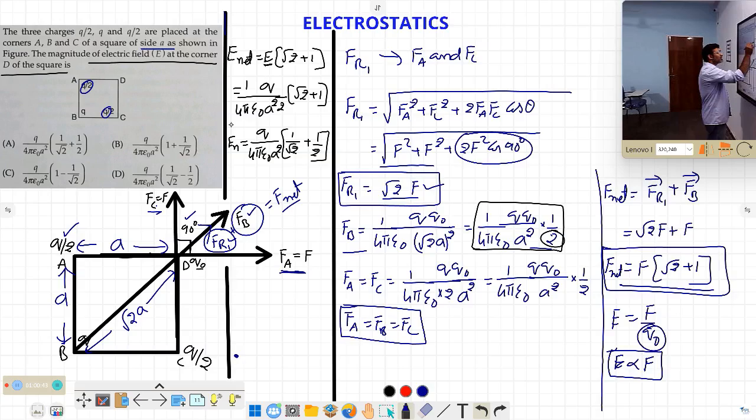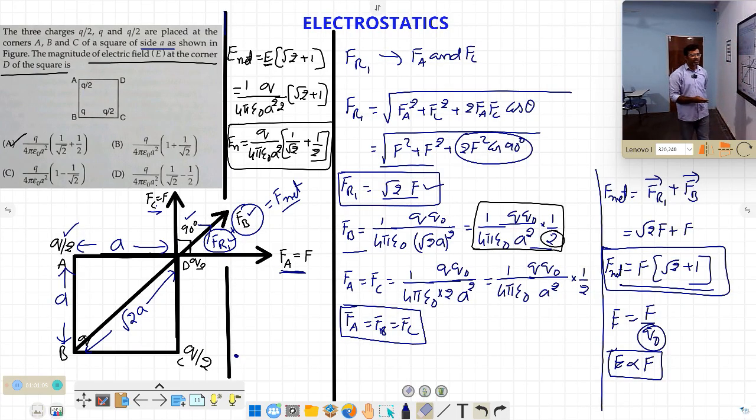So the options are given in this form. You can check this. The electric field intensity at point D is q by 4 pi epsilon naught a square into 1 by root 2, plus 1 by 2. Which option is correct? The first option is correct. So the question is correct only, it is not wrong. The charges are given and everything is correct. Only a modification of the answer is required according to the given options.